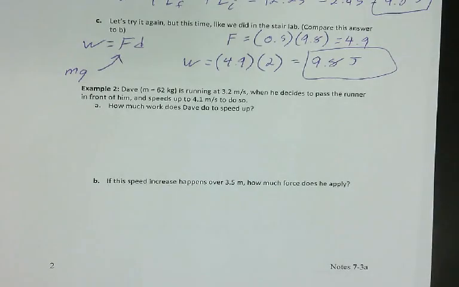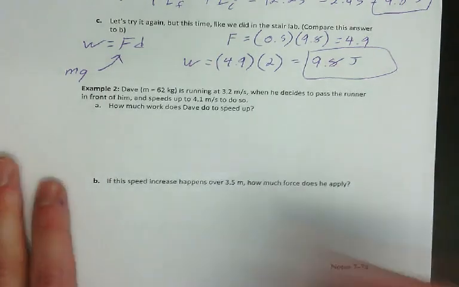Dave, with a mass of 62 kilograms, is running at 3.2 meters per second when he decides to pass the runner in front of him. He speeds up to 4.1 meters per second to do so. A, how much work does Dave do to speed up? B, if this speed increase happens over 3.5 meters, how much force does he apply?